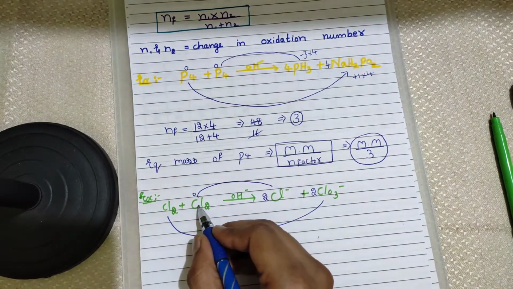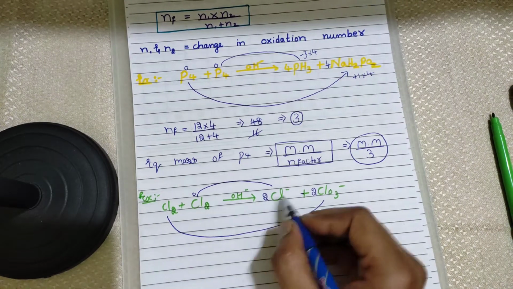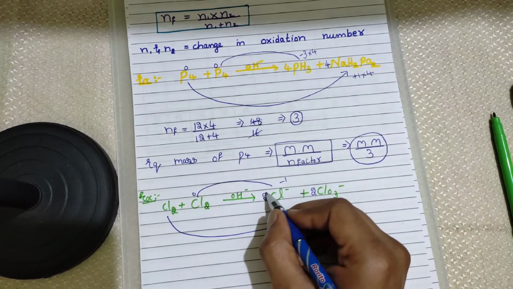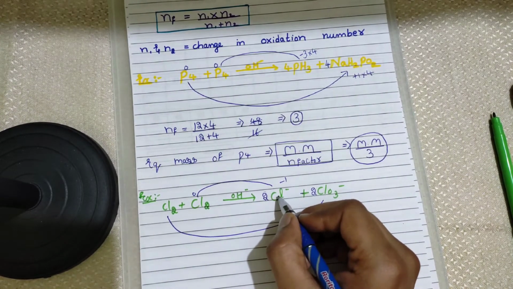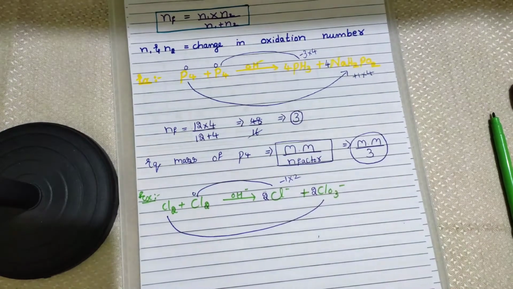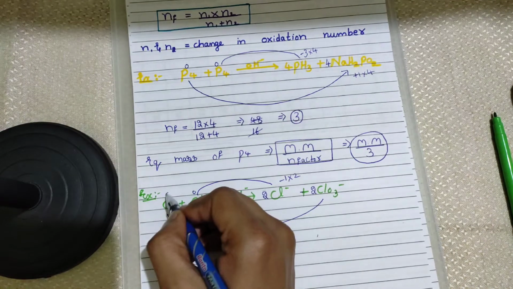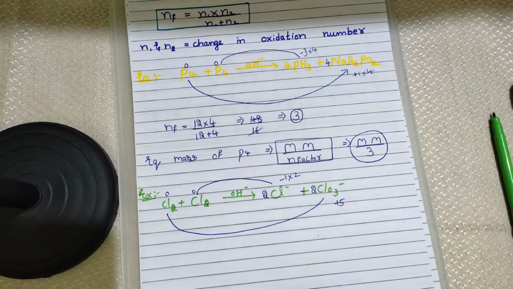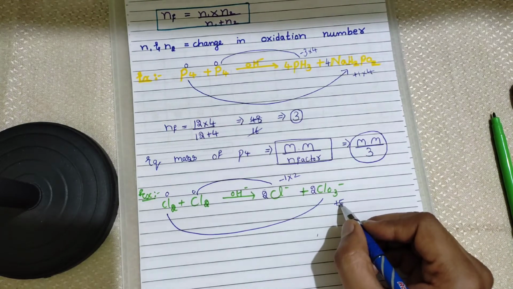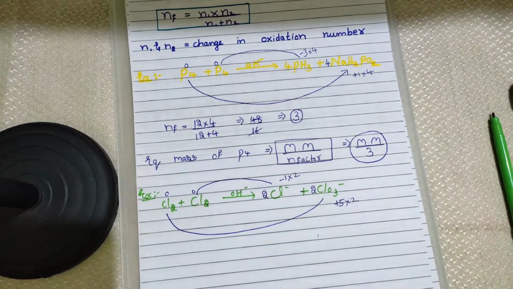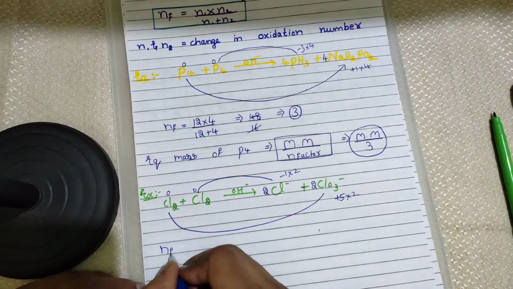Now see the oxidation number. Here the oxidation number of chlorine is 0, but here it is -1. How many chlorine atoms do we have? 2, so multiply by 2. Similarly, here the oxidation number of chlorine is 0, but here it is +5. You can calculate the oxidation number very easily with my previous trick, which I have already uploaded. How many chlorine atoms do we have? 2, so multiply by 2.